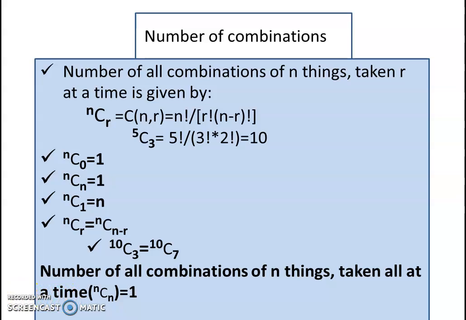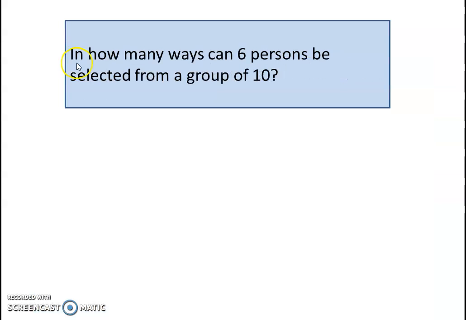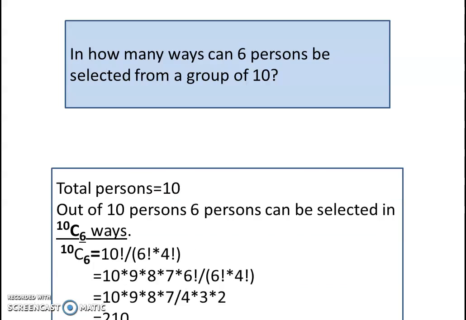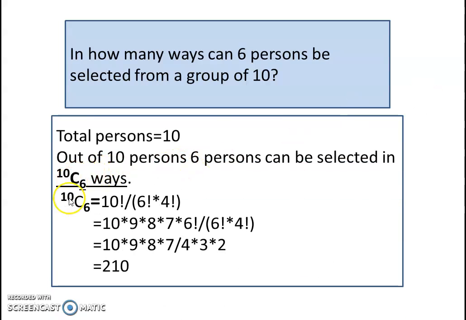So let's solve some problems based on combination. The first question is: in how many ways can 6 persons be selected from a group of 10? Here we are selecting 6 persons from a group of 10, so the answer will be 10C6. After calculating the value of 10C6, we can find the number of ways.